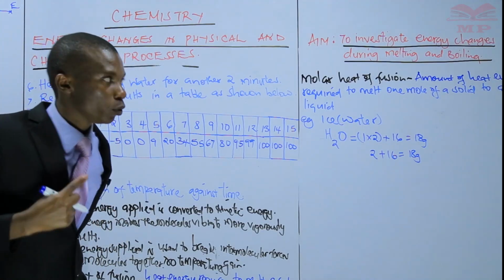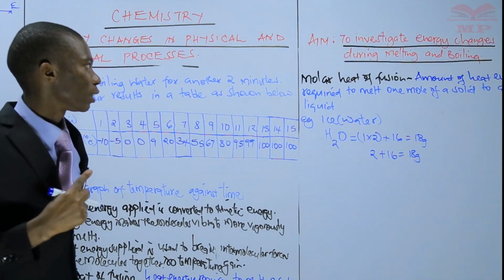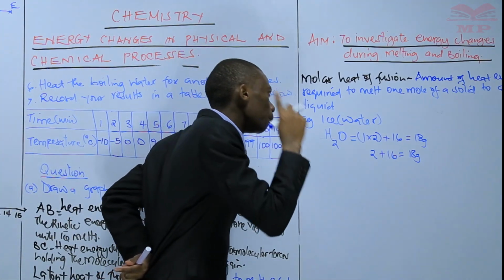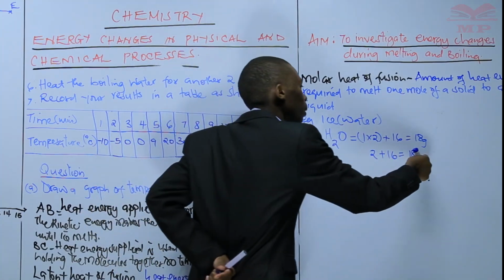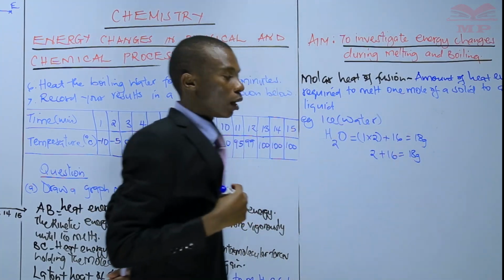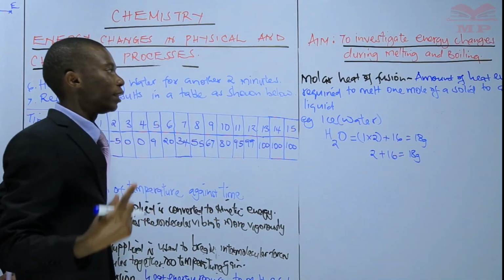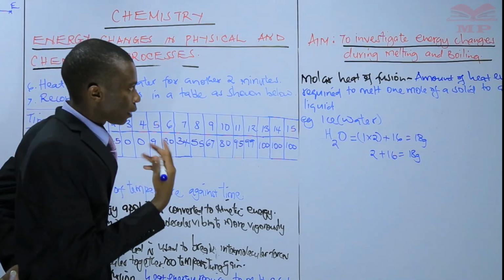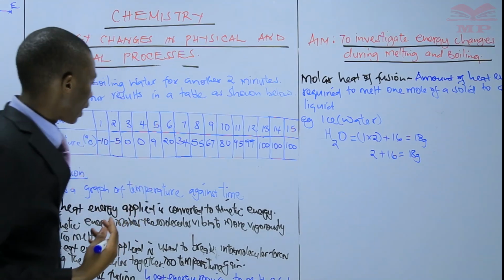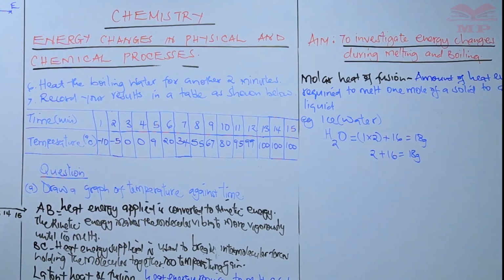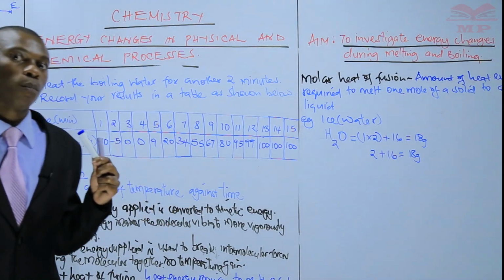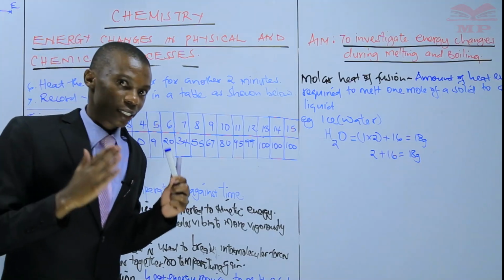So molar heat of fusion is the amount of heat energy which will be required to melt this 18 grams of ice into a liquid. That is the molar heat of fusion. So that's what is happening between point B, C. And that's why there is no gain in temperature between point B, C.